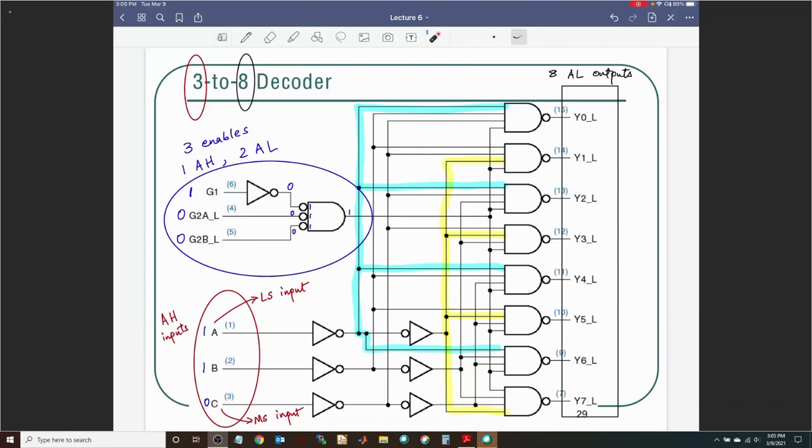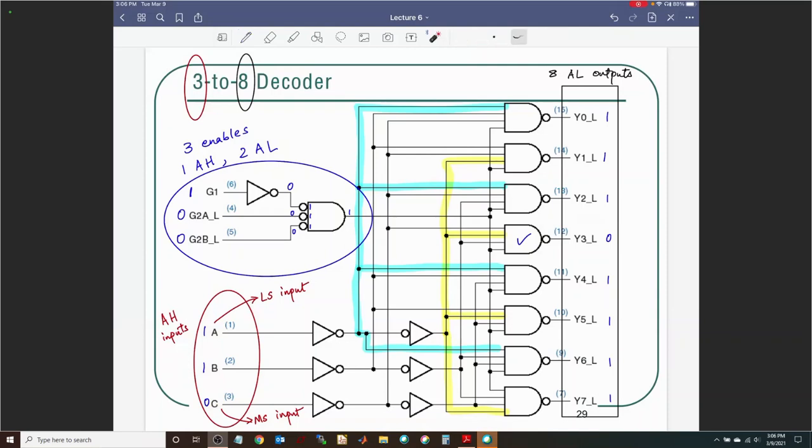So Y3 underscore L is active because C, B, A, most significant down to least significant, 0, 1, 1 in binary, that would correspond to 3 in decimal. So this guy should be active, which means I should say this guy equals 1. That guy active, 0. Everything else should be a 1. You guys see that? The only gate that will be active is this guy. Everything else will have at least one input being high, which makes the output high.